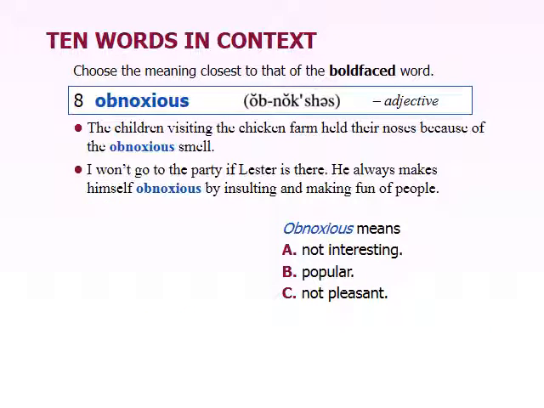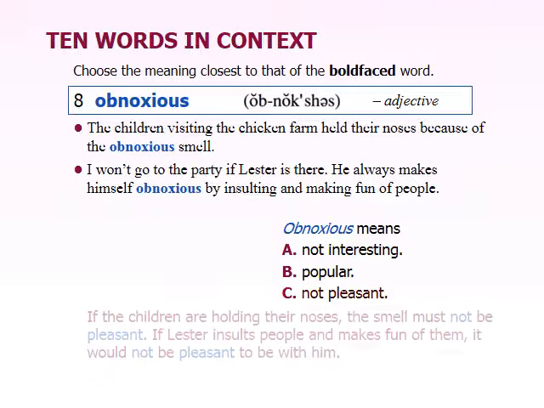So our next word here is obnoxious. Now, obnoxious ends in "ous," which makes it an adjective. Most of the time, those words are adjectives. The children visiting the chicken farm held their noses because of the obnoxious smell. I won't go to the party if Lester is there. He always makes himself obnoxious by insulting and making fun of people.